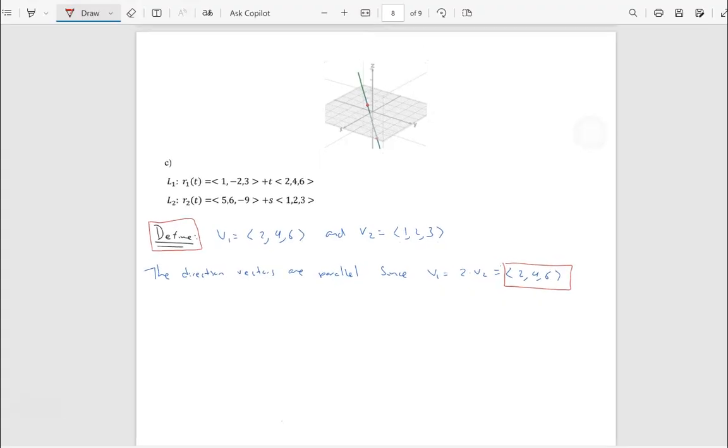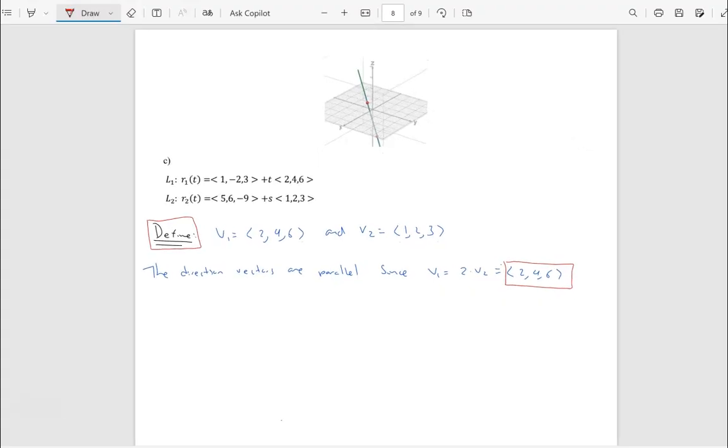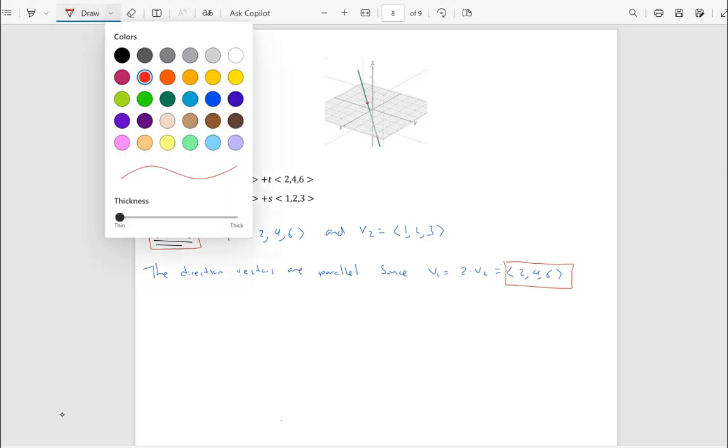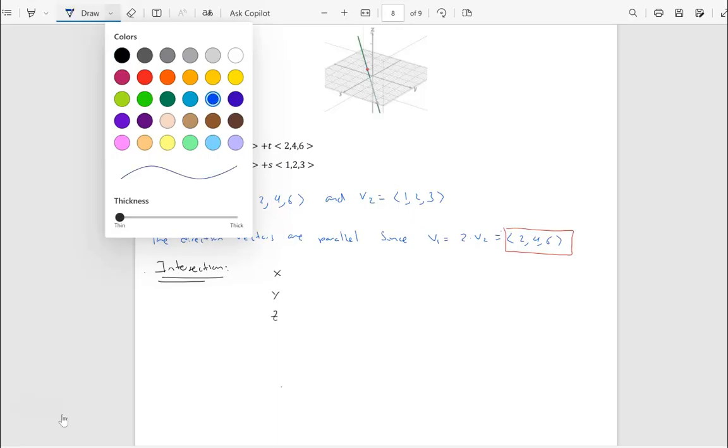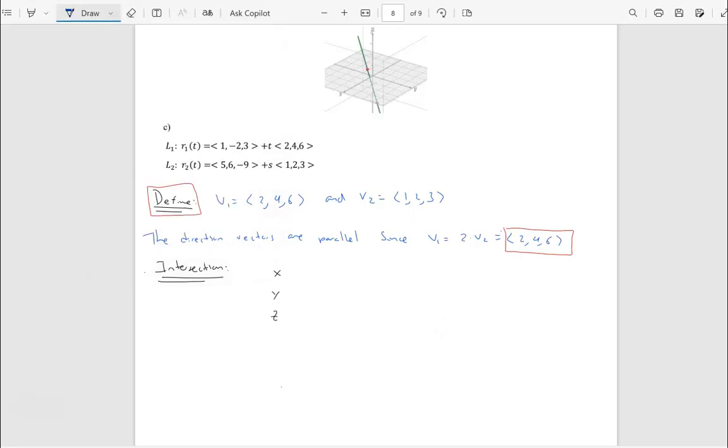The last portion, you have to check if these are actually parallel, or you could end up with the same line. So you're going to check for an intersection. Now, if you look at the intersection, you're looking at the x's, the y's, and your z's. In this case, your x's are going to be 1 plus 2t, so 1 plus the values of 2t. This is equal to 5 plus s.